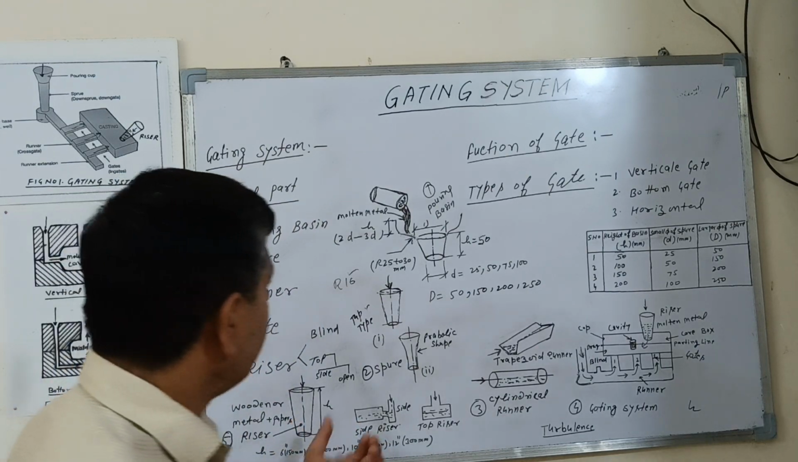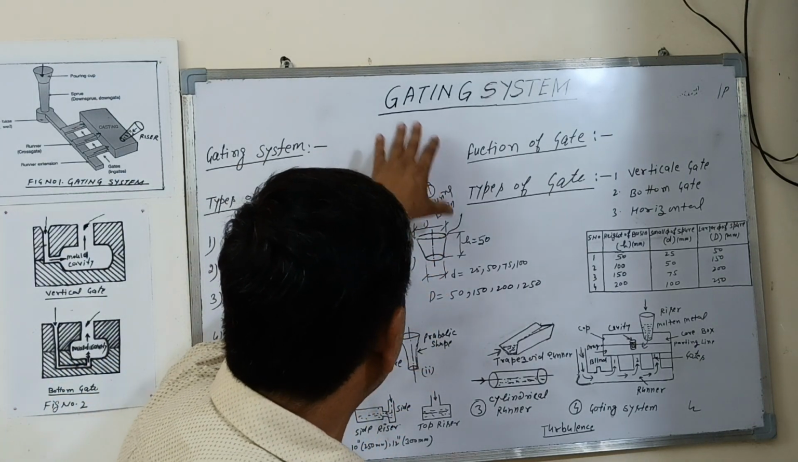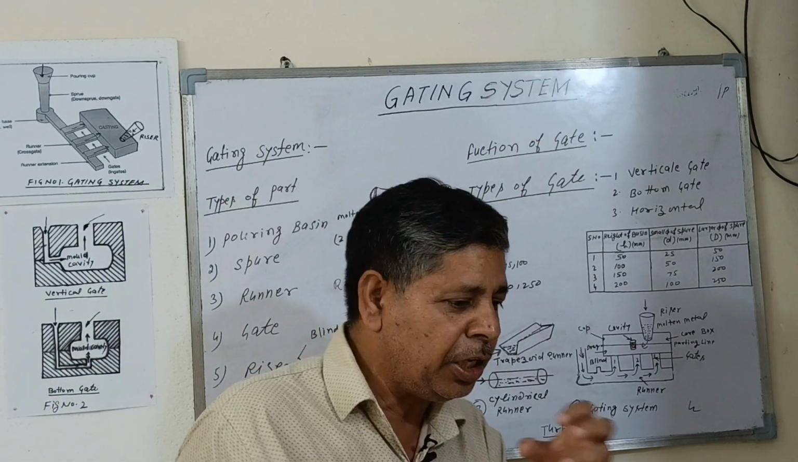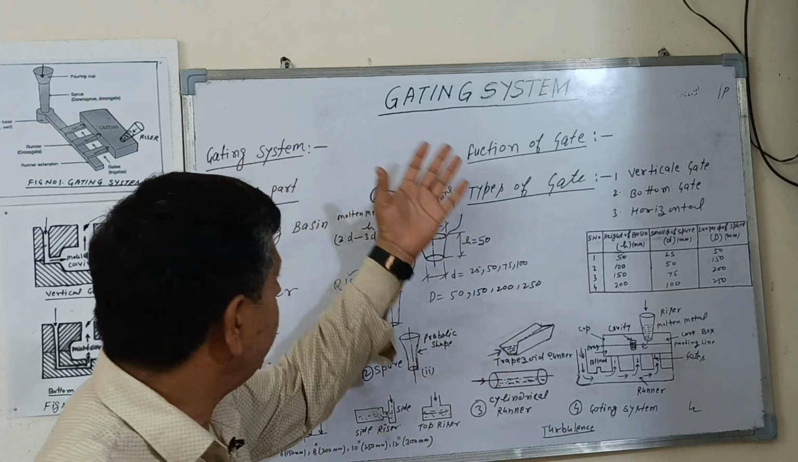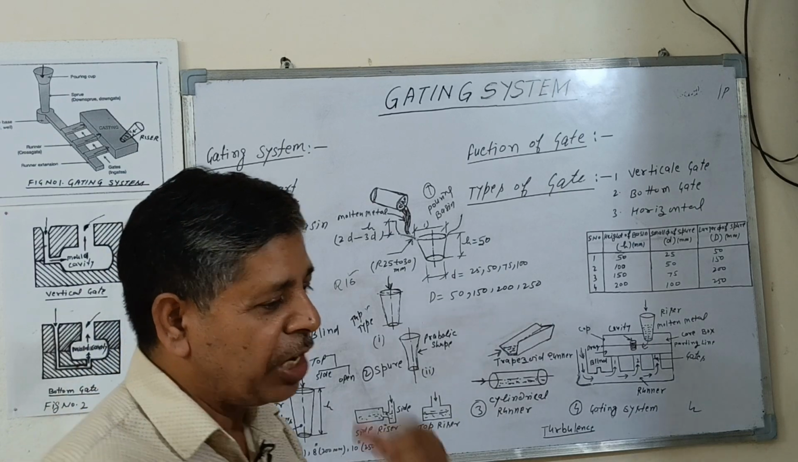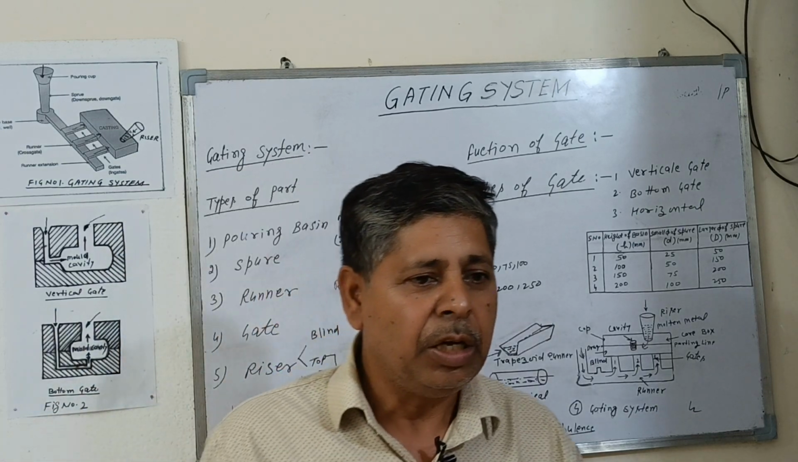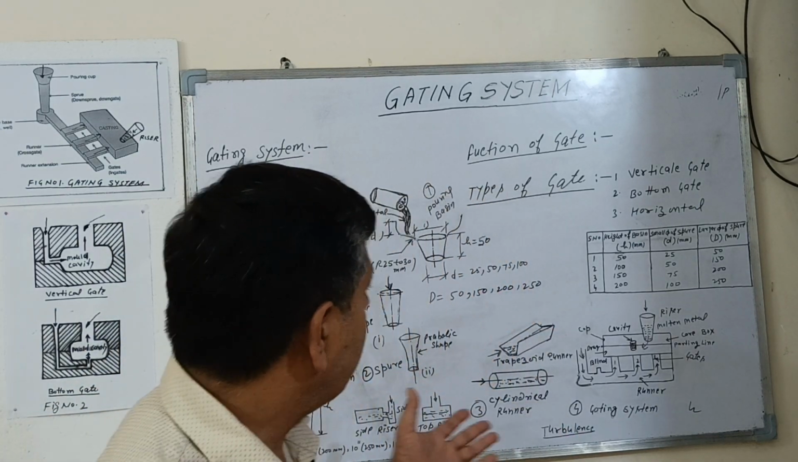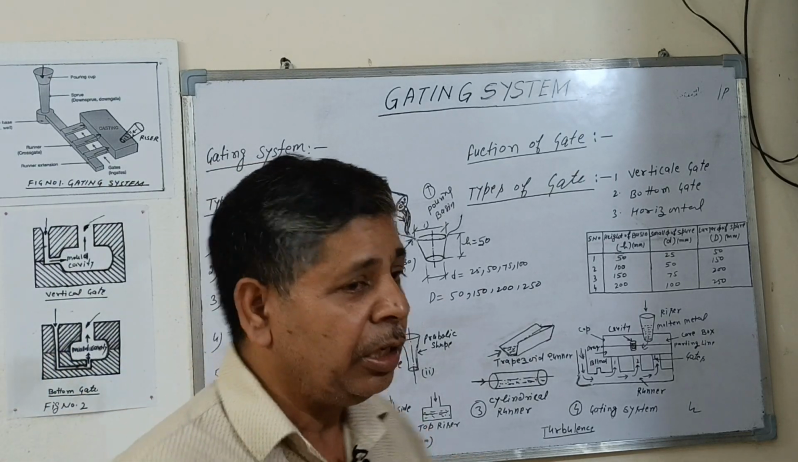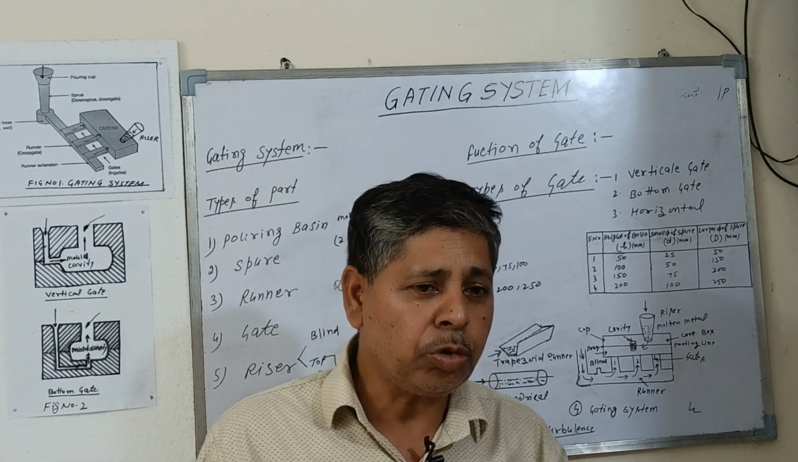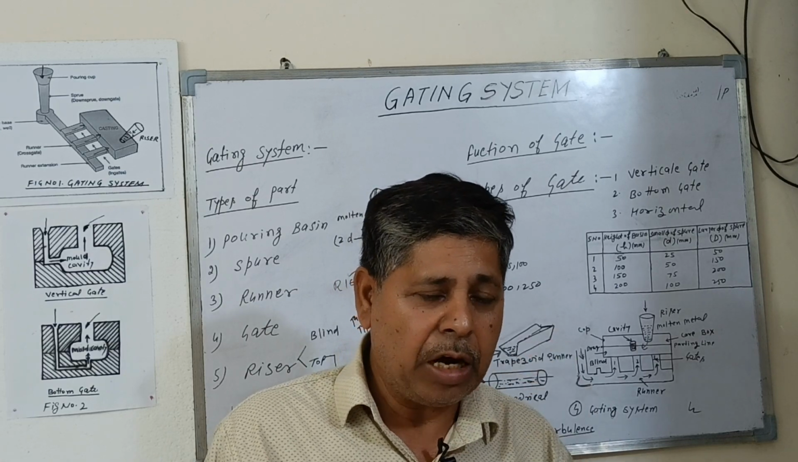The main function of the gating system is to completely fill the molten metal in a mold cavity. This type of gating system is generally used to cast metal in industries. In the next class, I will tell you how to design the riser and how to design the gate.